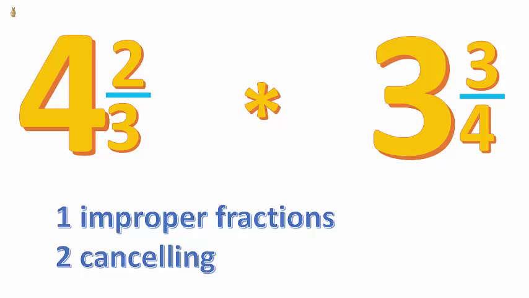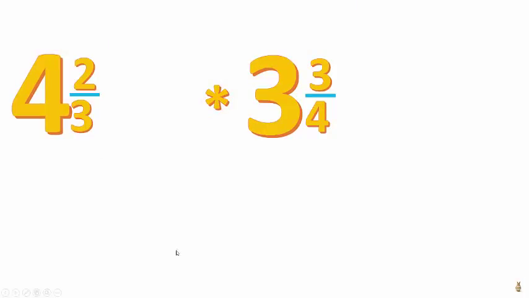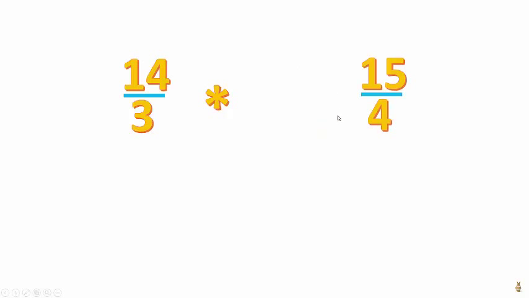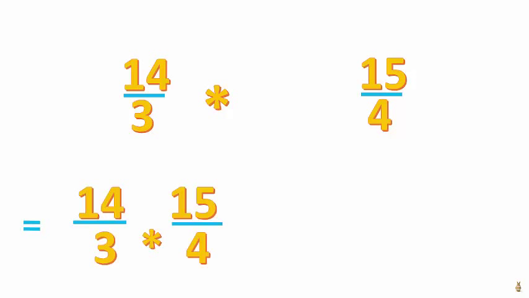Remember, you've got to change it to an improper fraction, and too, you can use cancelling. 4 2/3 becomes 4 3's are 12 and 2 are 14 over 3. 3 3/4 becomes 3 4's are 12 and 3 are 15 over 4. So there's the sum. I'll put it again down here.